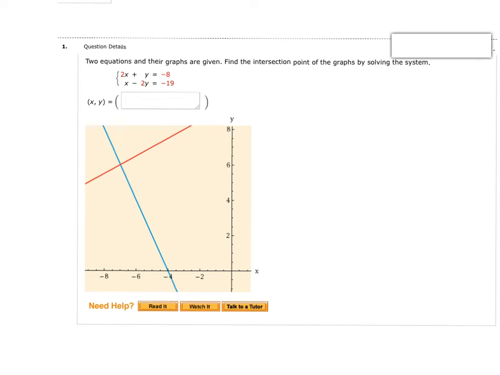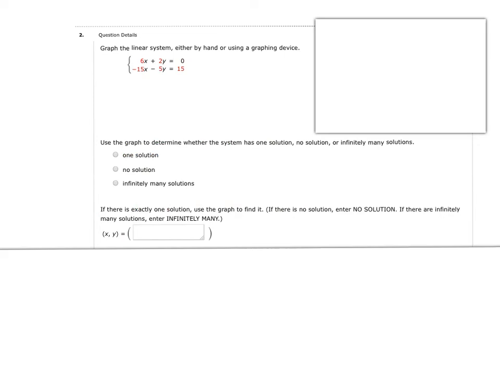All right, guys. Number 1 here. It says find the intersection point and solve the system. So I would just be looking at the graph right there, just wherever they intersect. So this one's just going to be -7, 6. That's just your answer. So they graphed it for you. So make it easy.